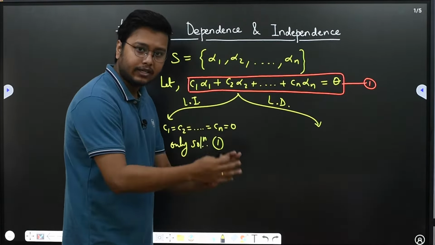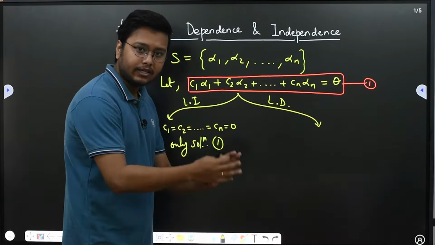non-zero Ci, satisfying equation number 1. Okay, so here if I take k non-zero, I'm getting solutions where the constants are non-zero. I need to have at least one, but here I'm getting all are non-zero. So I'm getting the constants non-zero which satisfy equation number 1. So that means the definition of linear dependence has been satisfied. So this implies the given set S is linearly dependent.